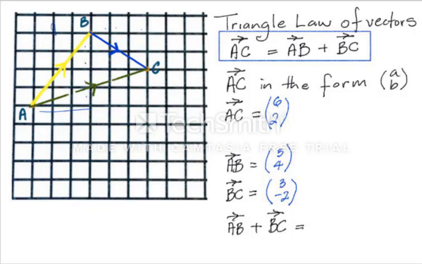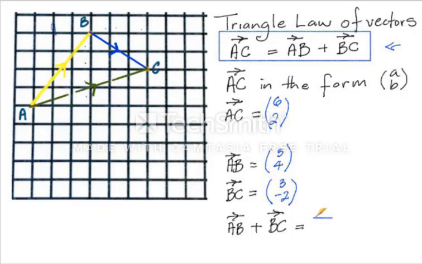Up here is just straight theory. The triangle law of vectors says that if two vectors are acting in the same direction, the sum of those two vectors can be obtained by completing a triangle. That is theory. Down here, we're trying to see if that is correct or not. How are we testing it? We're finding the vector AB and the vector BC, and we're going to add them together. If when I add them together I get AC, which is 6, 2, it means that the triangle law of vectors is correct.